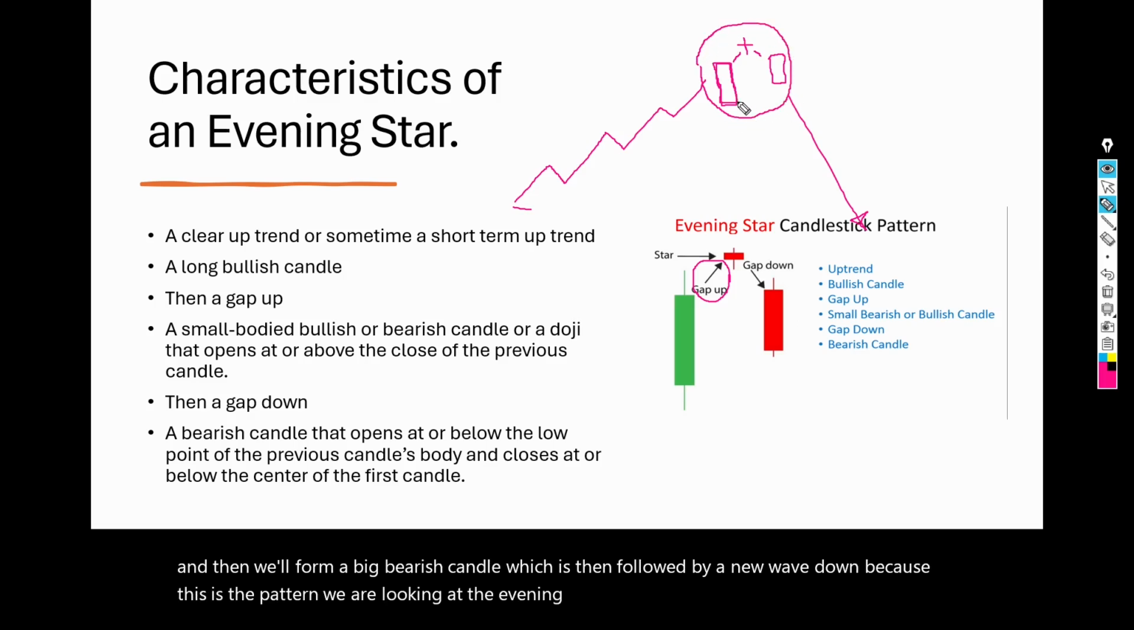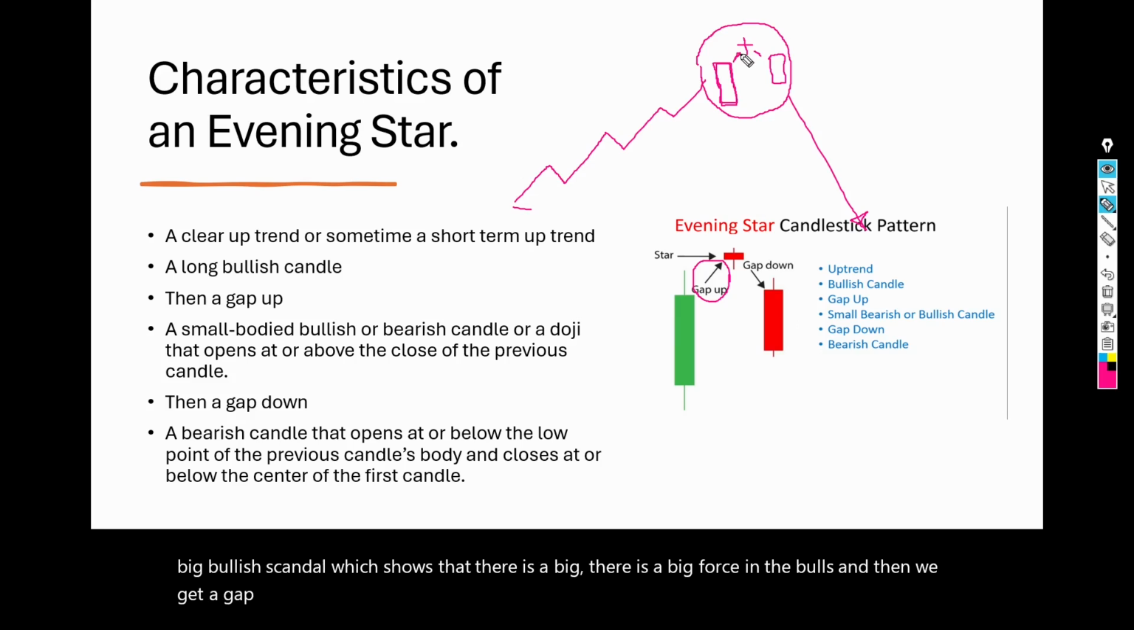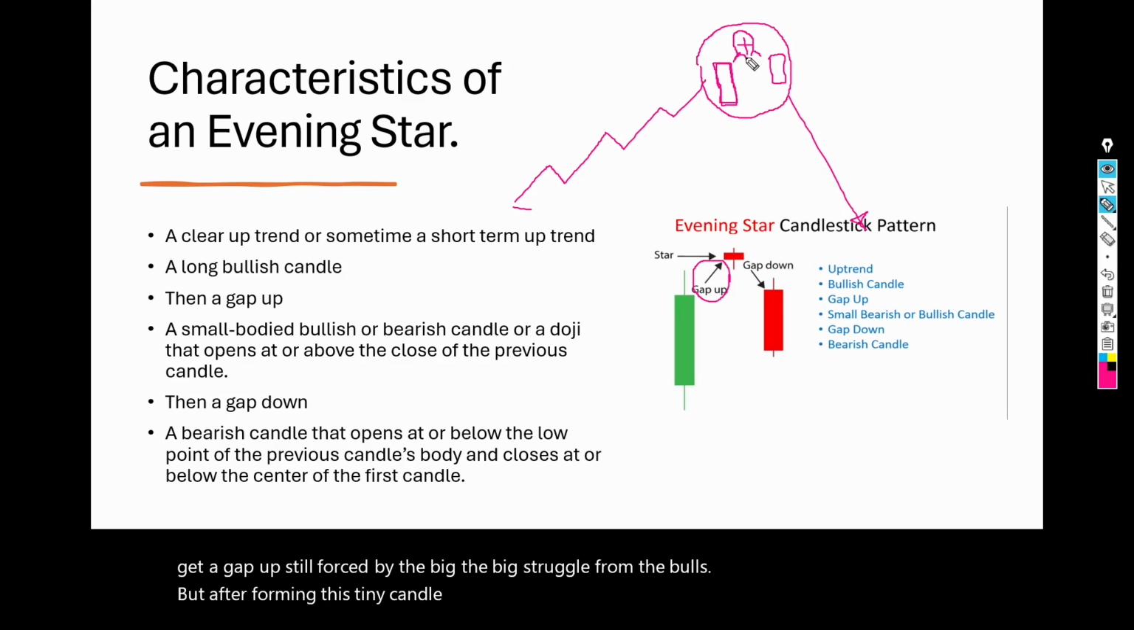So what happens is that we get a big bullish candle, which shows that there is a big force in the bulls, and then we get a gap up, still forced by the big struggle from the bulls. But after forming this tiny candle, it shows indecision. Okay, it shows indecision at that level.